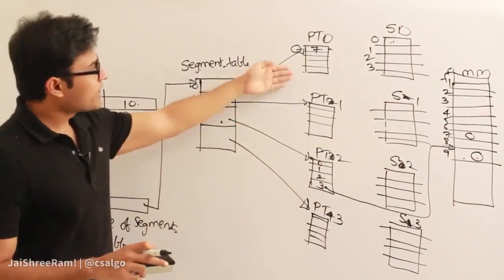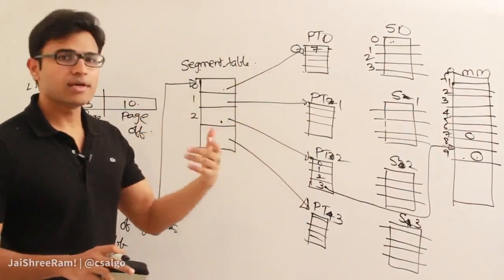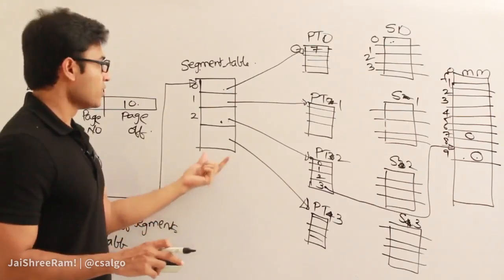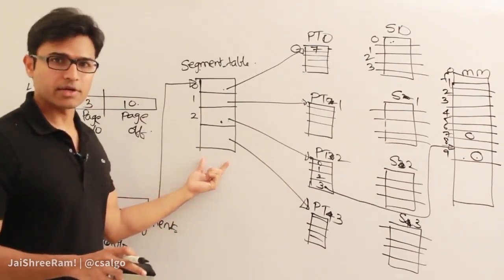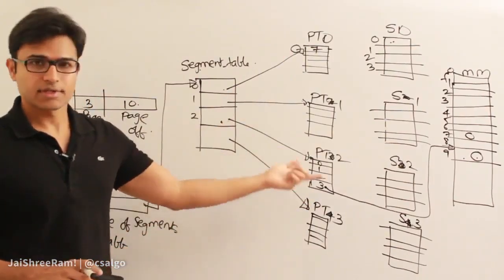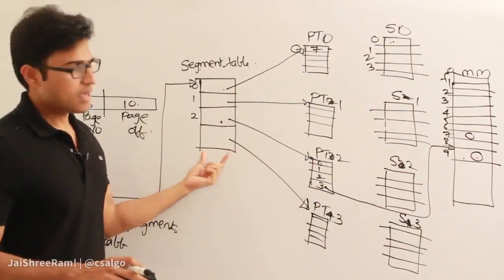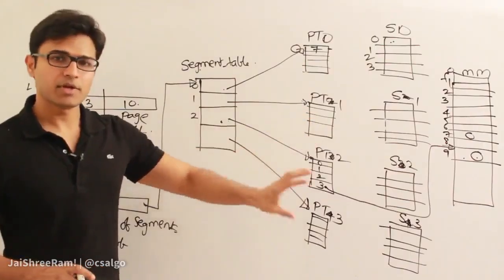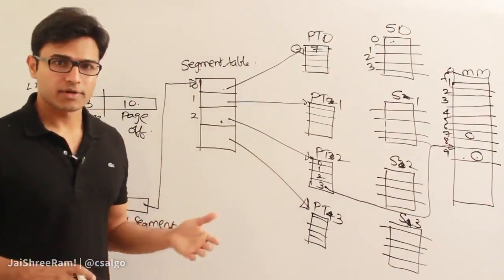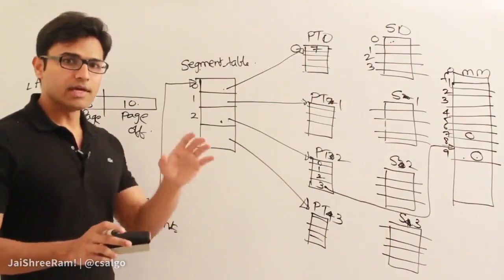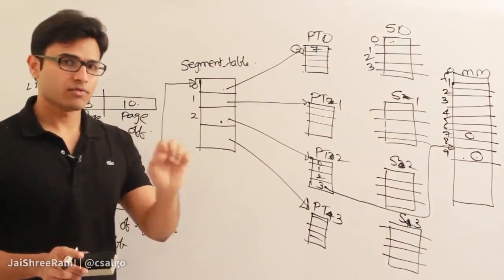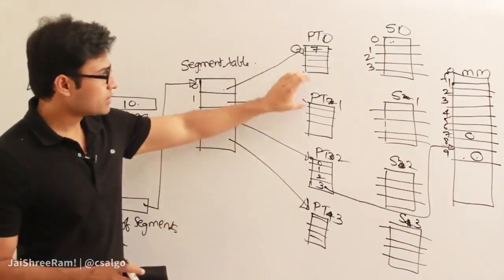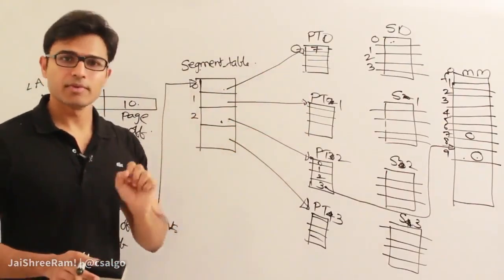These page tables also have to be kept track of so that we can do the mapping. For that reason we use one more table called the segmentation table. For the entire process there will be only one segment table, right? And this segment table and these page tables, everything should be in the main memory, and each one has to fit into one frame, which means the segmentation table should go into one frame, and all these page tables should go into one frame each.